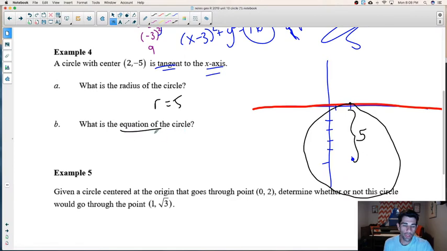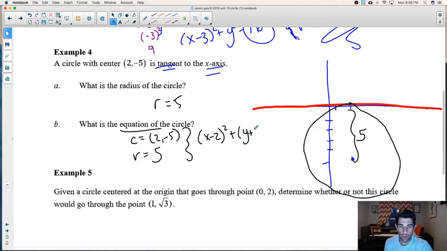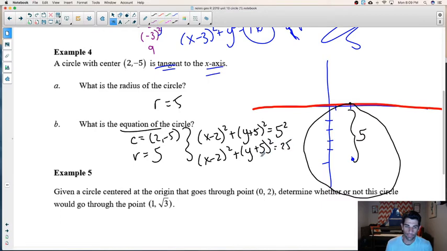What is the equation of the circle? To find an equation, I need the center, and I need the radius. So what I do, remember, you change the sign of the center, so that's (x - 2) squared, (y + 5) squared equals 5 squared. And you could always take it one step further and write 25. So there you go. All right.